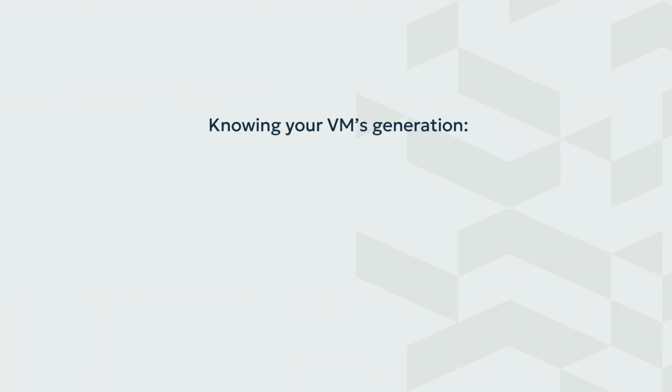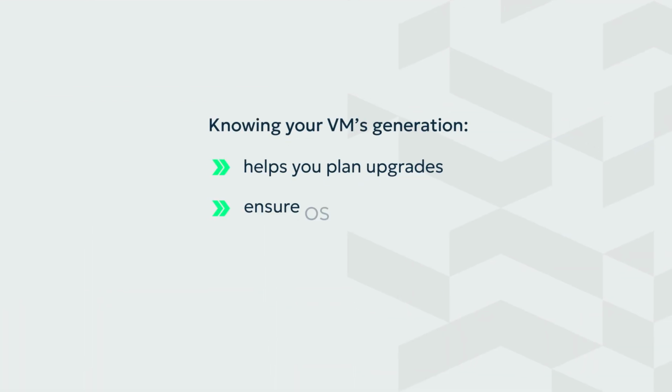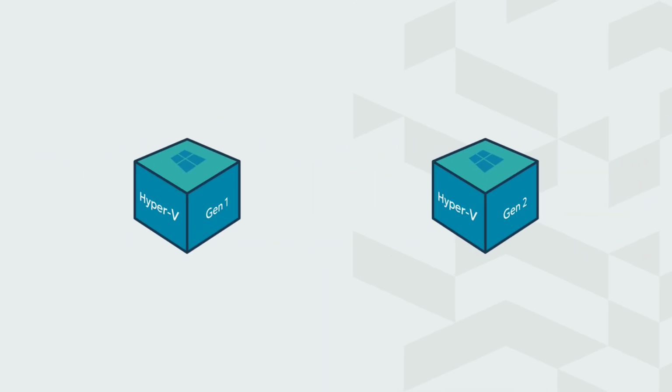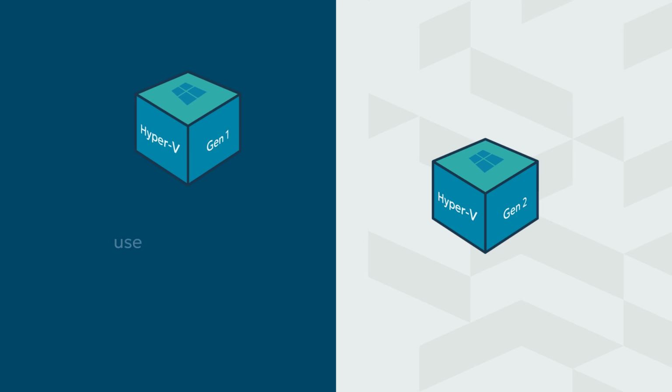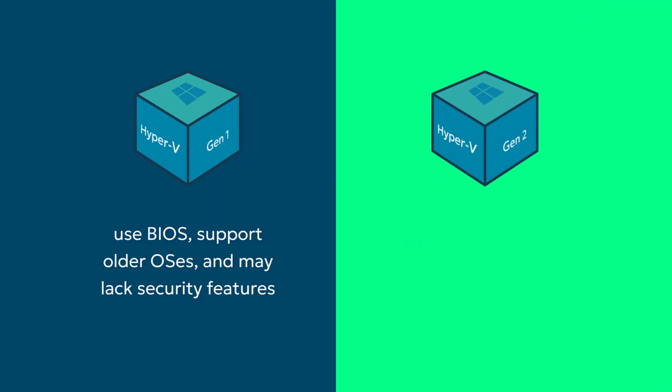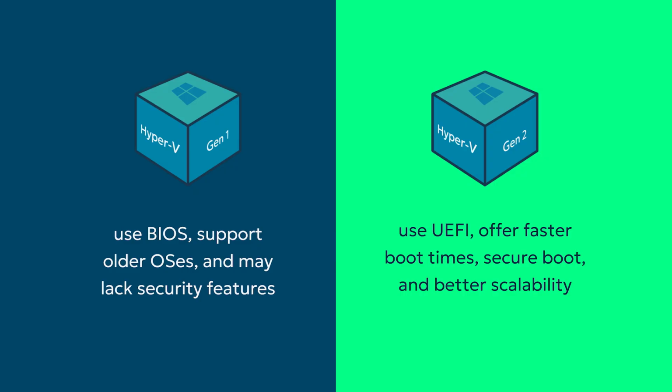Why knowing your VM generation matters. Knowing your VM's generation helps you plan upgrades, ensure OS compatibility, and improve performance. A good way to distinguish between VM generations is by looking at their features. Generation 1 VMs use BIOS, support older OS, and may lack security features. Meanwhile, Generation 2 VMs use UEFI, offer faster boot times, secure boot, and better scalability.